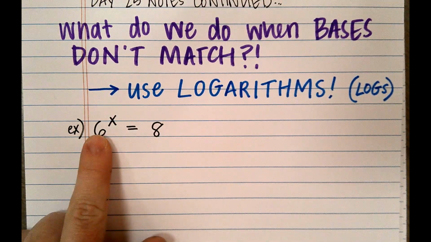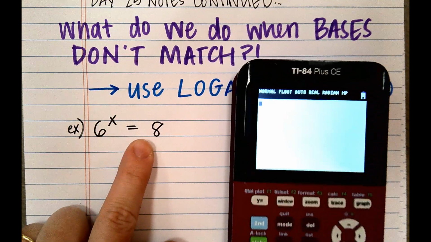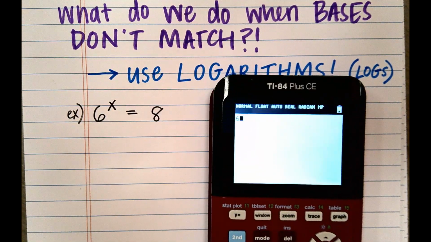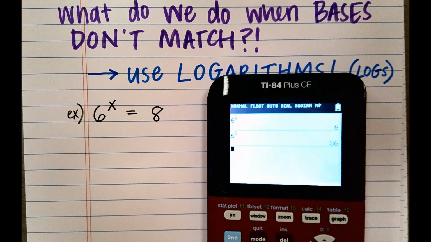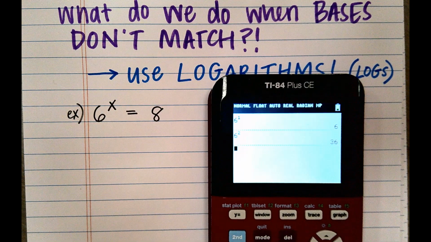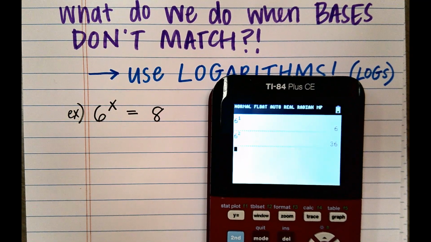So maybe I would look at my 6 and say, can I do 6 to any power and get 8? Let's try 6 to the first power. No, that's 6. 6 to the second power is 36. We've already passed 8. So it's impossible. I'm not going to get the right number unless I try every decimal known to man.